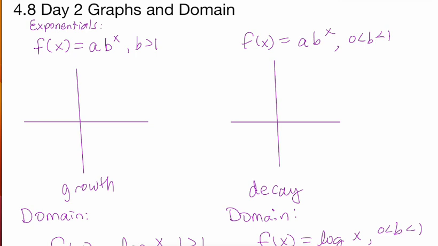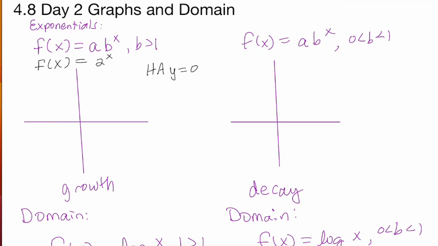So we're going to start with our exponentials. So if we have a function like our first one here, f of x equals a times b to the x, and b is greater than 1. I'm just going to give you a function that fits that category. This function always has a horizontal asymptote, which I will call HA, at a value of y equals 0.